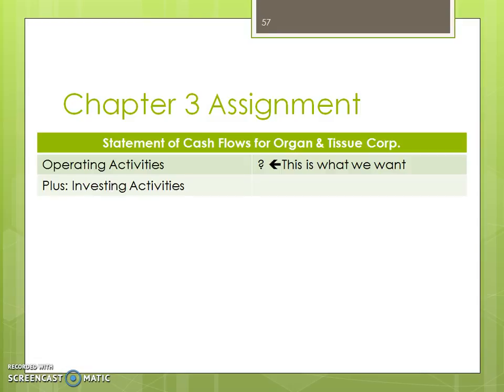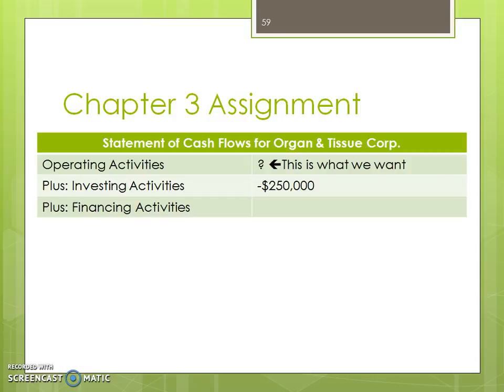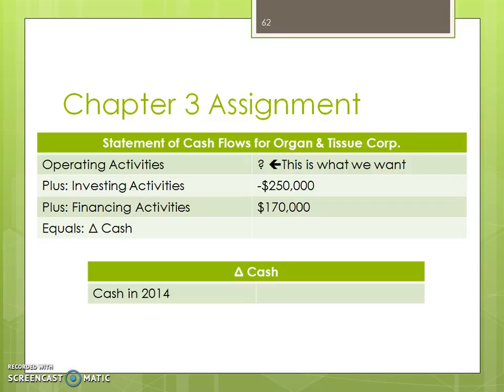So operating activities plus investing activities. And in this case, investing activities was a negative amount of $250,000. Again, it's negative because we invested, meaning cash came out of the company. So there's a cash outflow of $250,000, and we're going to denote that with a negative sign. Plus financing activities, and that was a positive amount of 170, so we'll plug that in, equals change in cash. We're not given change in cash directly, but we can solve it by taking the difference of cash between the two time periods that are given.